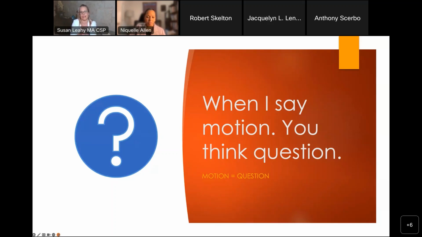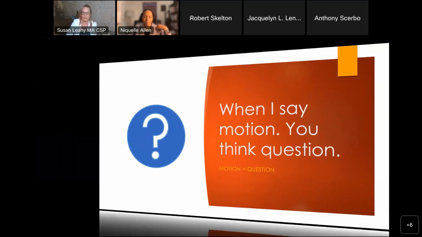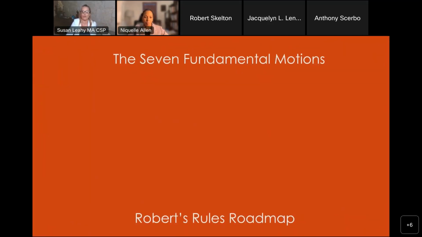Now, why am I saying this? It's very important because you're going to have people in your boards, in your committees who have varying levels of understanding of Robert's Rules of Order. And if people don't understand that a motion is nothing more than just a question, then you're going to create an intimidating environment where people are fearful of making a motion, right? And a motion, we should never be afraid of it, is nothing more than a business question. That's all it is, right? So when I say motion, you think question.